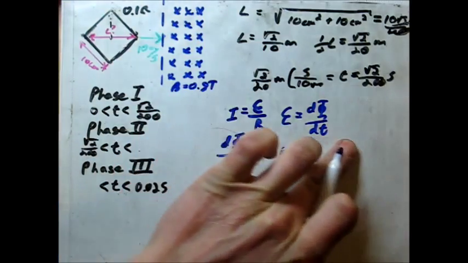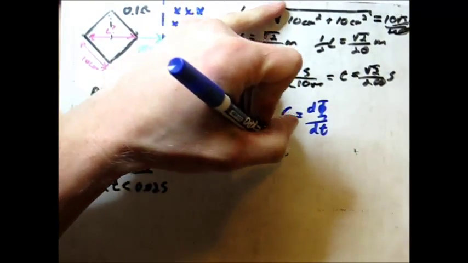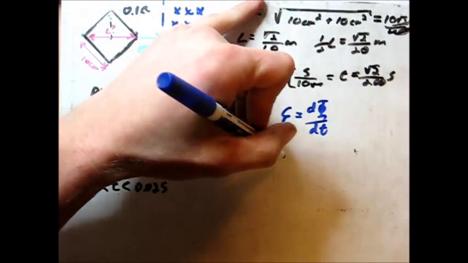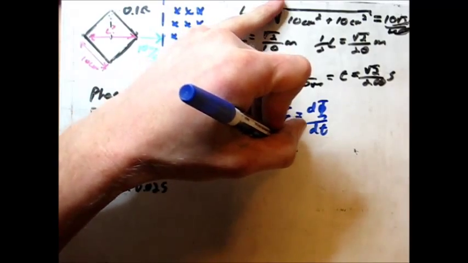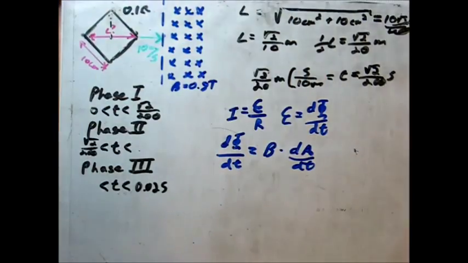So to rewrite this correctly for what we're going to be calculating, it's going to be B cosine theta, and theta is 0, so the cosine goes to 1. So it's going to be B times dA with respect to time. Okay, so let's look at the first part of our problem, or excuse me, phase 1.